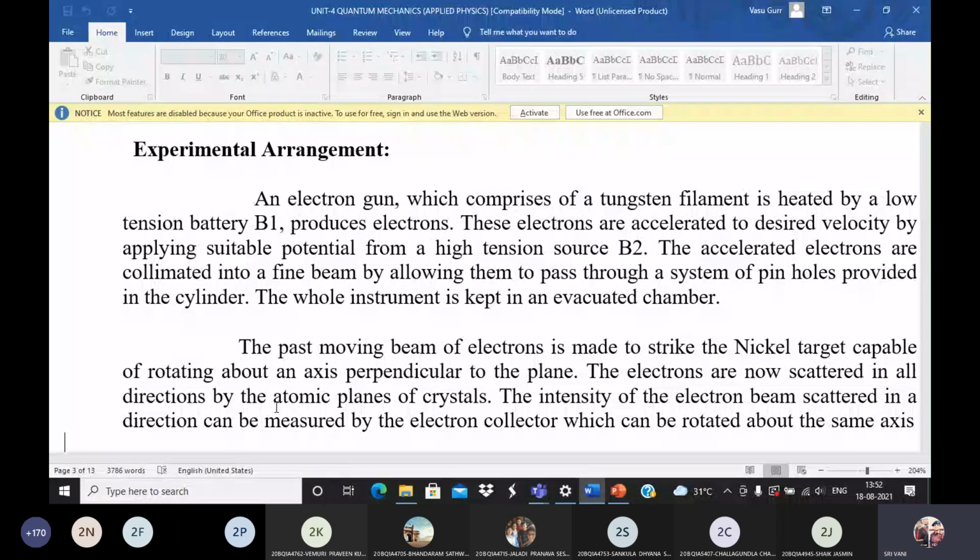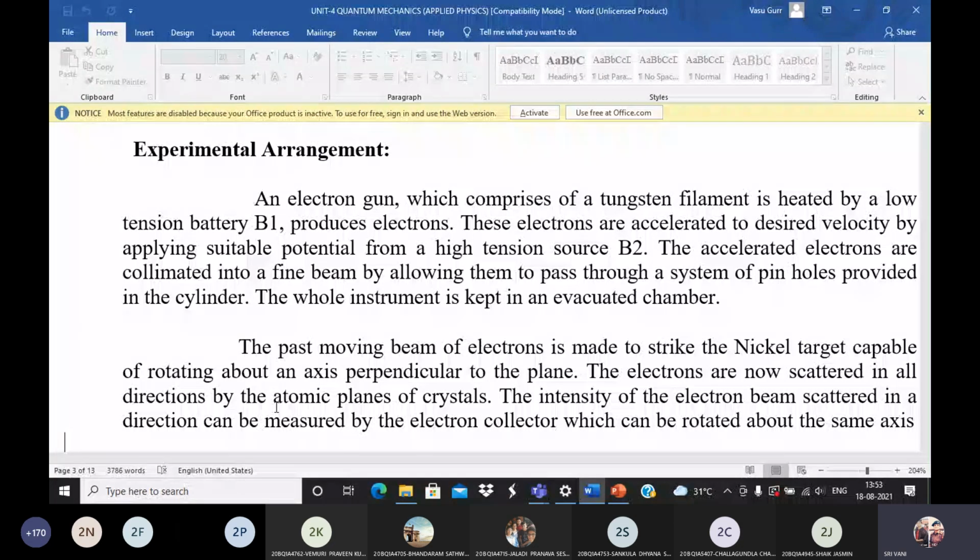To heat this tungsten filament, they used one battery. An electrical battery is used in the circuits to provide charge, to move the charge in the circuit. They have used an electrical battery. And when they connect the circuit with the help of these operators, the battery is used to supply the potential to the electrons.